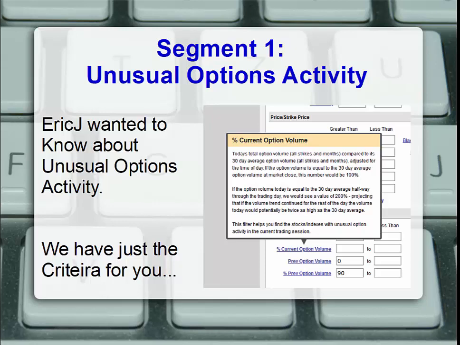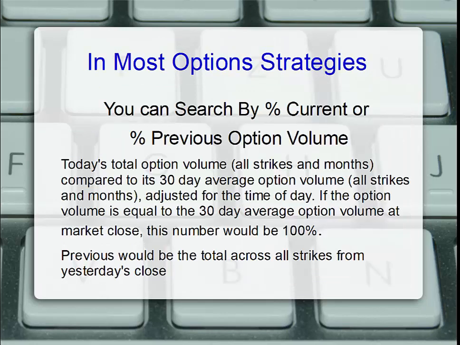EricJ wanted to know about strategies for looking for unusual options activity. Well, of course, we have just the criteria for you in the patented PowerOptions tools. In most of the 23 strategies we support, a couple extra, you can search by a filter called percent current option volume or percent previous option volume.